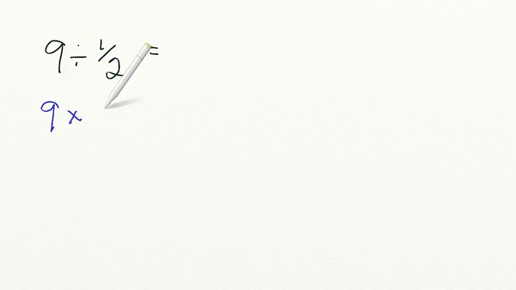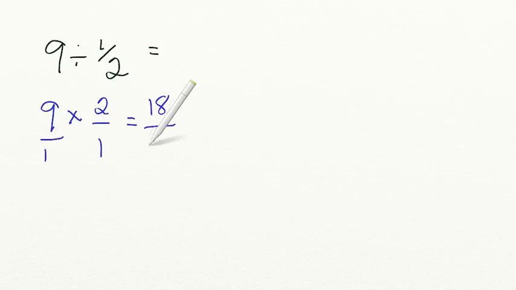Let's go through some practice problems together. Can you divide 9 divided by 1 half? Well, remember, we're going to start by doing the inverse operation. So we're going to multiply 9 times 2 over 1. Now I'm going to turn my 9 into a fraction, 9 wholes, and multiply across. 9 times 2 equals 18. 1 times 1 equals 1. And I can't simplify this any further, so 9 divided by half equals 18 wholes.